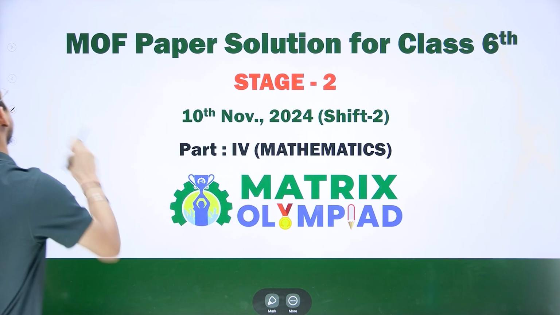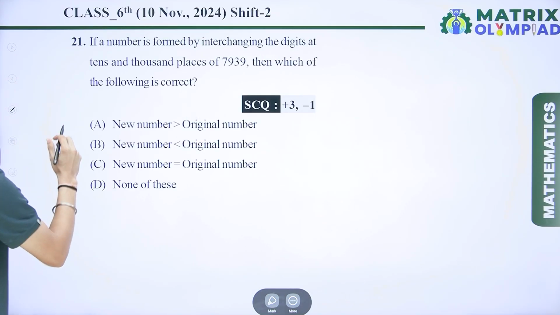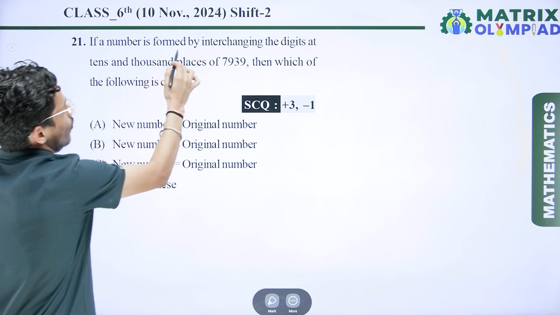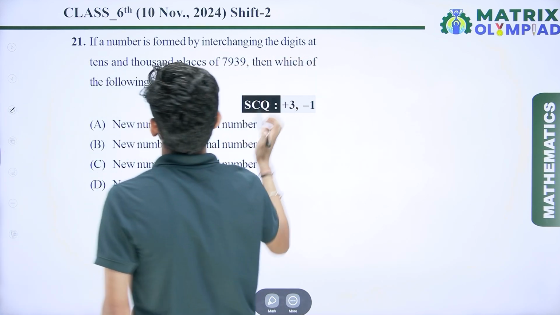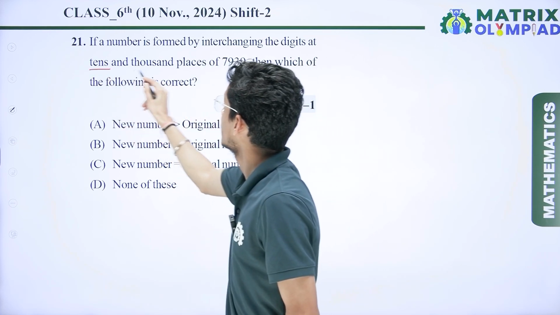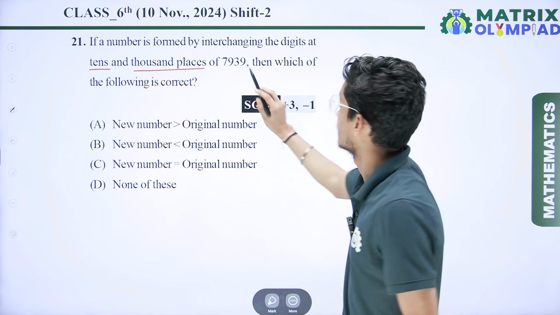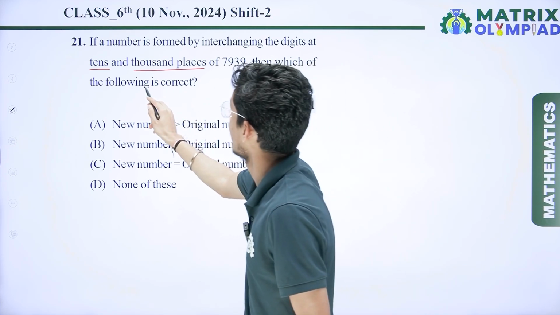So let's start. So here we have question number 21, that is, if a number is formed by interchanging the digit at tens place and thousands place of 7939, then which of the following is correct?